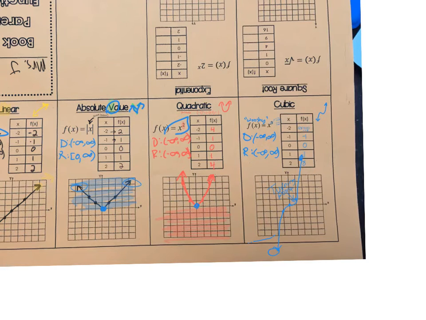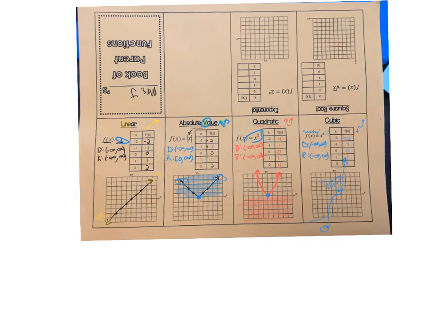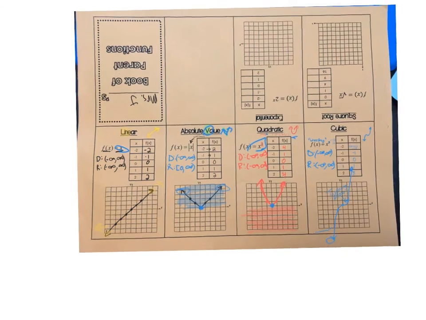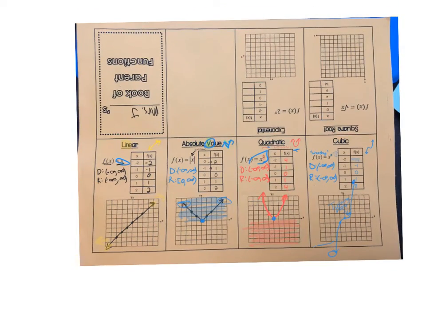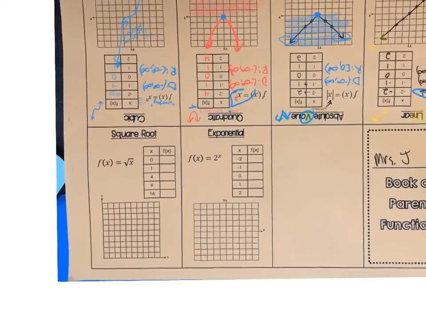So those are the 4 main functions. Linear, plain old line, absolute value, looks like a V. Quadratic looks like a U, because it's an x to the 2. And x to the 3 kind of looks like a line with a little bump inside. So next, we're going to approach the other side of this foldable. I'll turn it around.